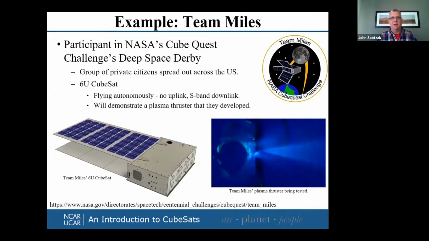I'll mention T-Miles real quick before I get to the video, and then I'll pause for questions. T-Miles is a group of citizens that won a spot with their entry onto the Deep Space Derby. They're our competition. A couple of things notable about their CubeSat are that they developed their own plasma thruster, and there's a picture of it being tested on there. The other thing is they're flying autonomously. They don't have any command uplink, so once they get ejected, they're completely autonomous on their own. So yeah, it could be a good competition.